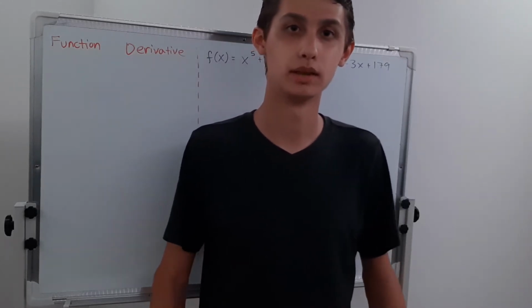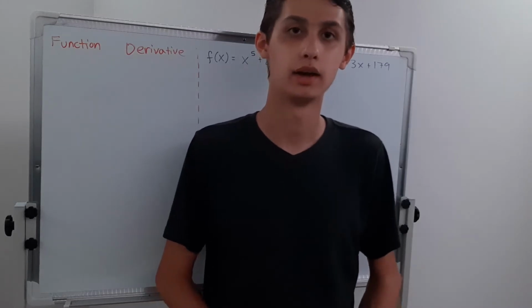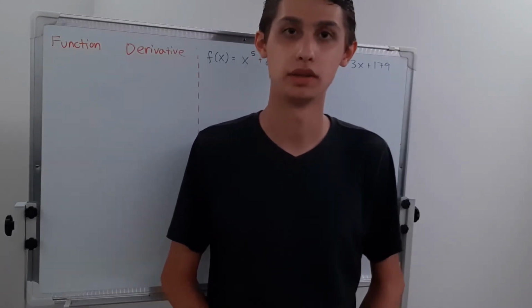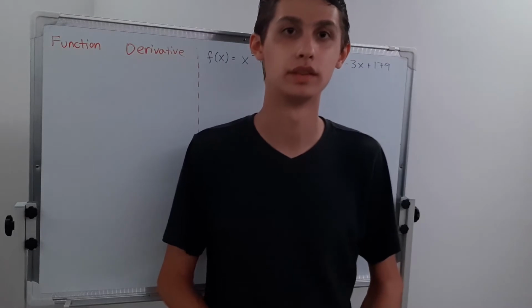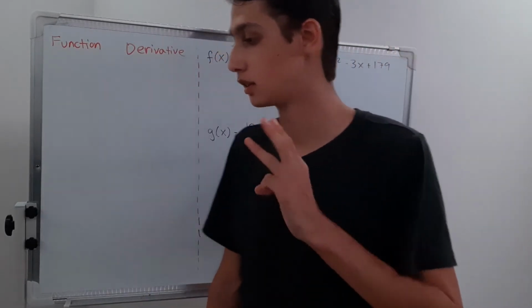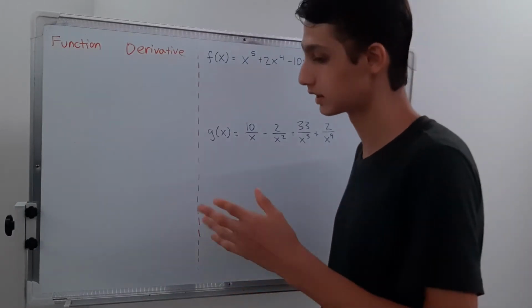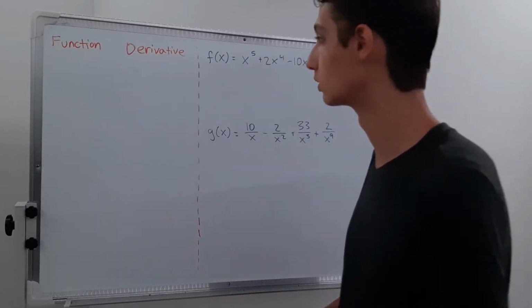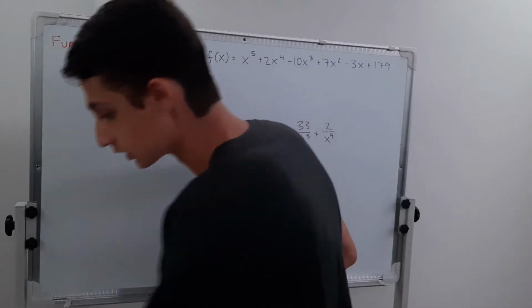This is going to be a three-part review, and we are going to go over the power rule, the product rule, and the quotient rule today. So these are the three most basic rules when you're dealing with functions.